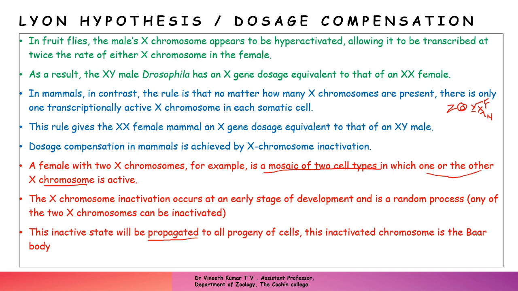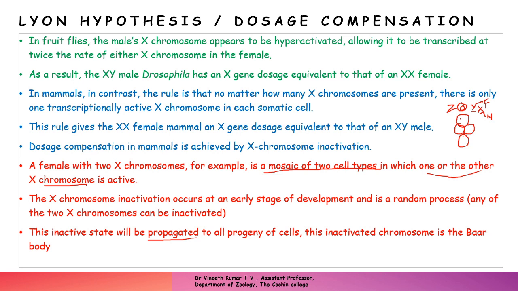What happens is, after a zygote is formed, which is a one cell stage, it starts to divide. From one cell, cleavage starts and it forms two cells. From these two cells, again it will divide and form four cells. We are considering that X chromosome inactivation occurs either in the four cell stage or after the four cell stage, at the 8 cell or 16 cell stage. Now we are considering it is happening at the four cell stage.